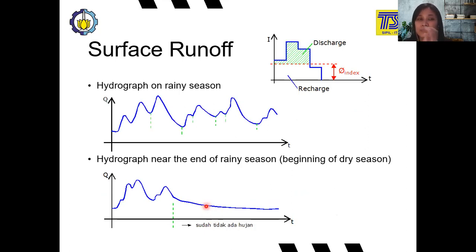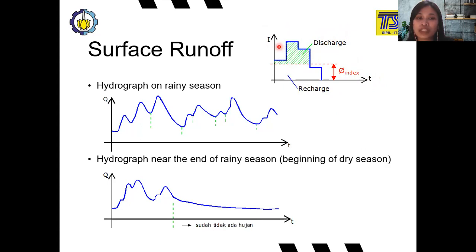So now we begin to talk about the surface runoff itself. For the surface runoff, as you already see in this graph between discharge and recharge, where I is the precipitation and T is the time. If there is rainfall, part of the rainfall is discharging and becomes surface runoff, and part of the rainfall is recharging the groundwater, so it doesn't flow above the ground.